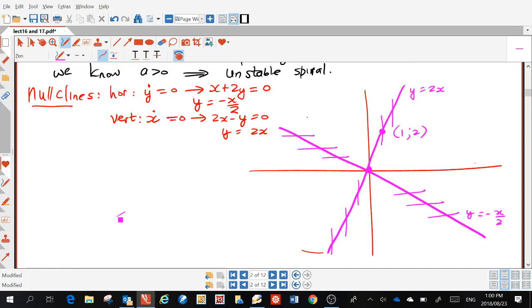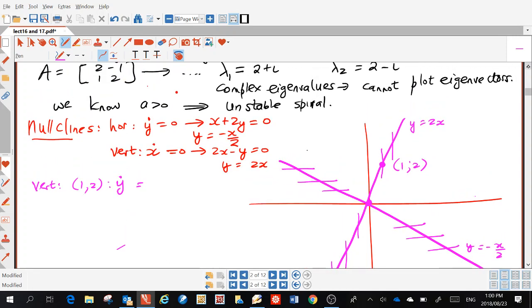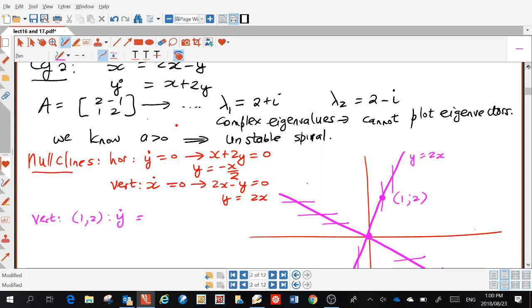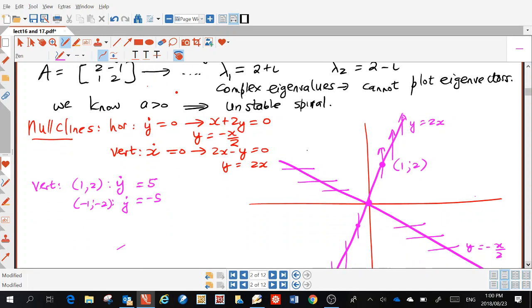So let's take the vertical first. Let's take 1, 2, and put it in y dot. Y dot works out to be x plus 2y. So it's 1 plus 4. So it's going to be 5. It's positive. So it follows all of these are pointing upwards. If you take something down here, say minus 1, minus 2, y dot will be minus 1, minus 4, which is minus 5. So these guys are pointing down.